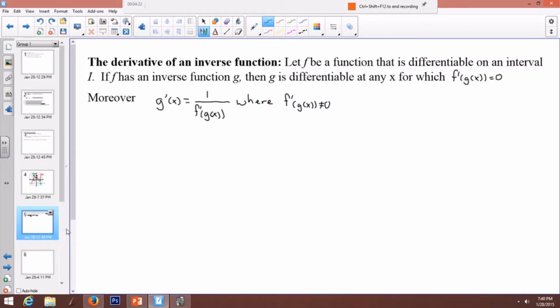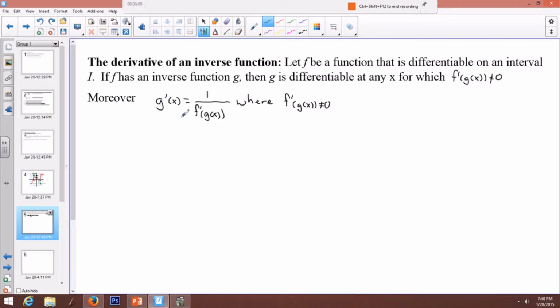So moving on. And finally, as far as new information goes, the derivative of an inverse function. If f is a function that is differentiable on some given interval, and if f has an inverse function called g, then g is differentiable for any value of x for which the first derivative of f of the g function is not equal to 0. That should be not equal to 0 there. So you may have to change that on the notes that I have there.